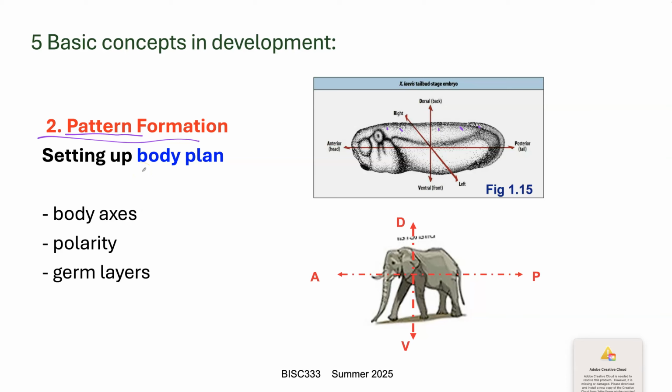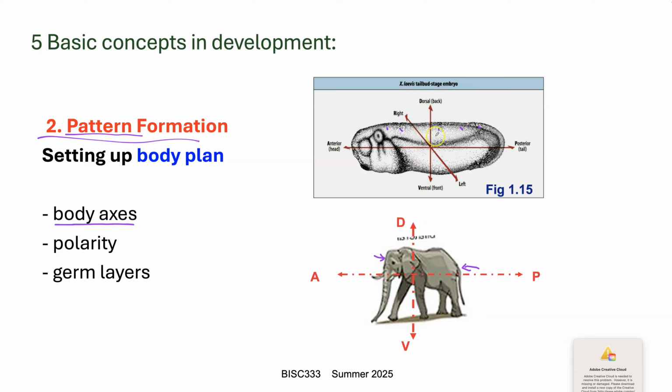And later in the semester, we'll look at different hypotheses for how different gradients of gene expression lead to these different fates in the cells and so on. So things to know about right now are body axes. So there's the anterior posterior axis. If you were thinking of a cat or an elephant, for example, the head is the anterior end and the tail is the posterior end.